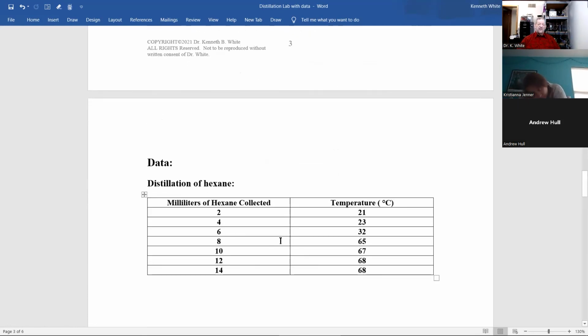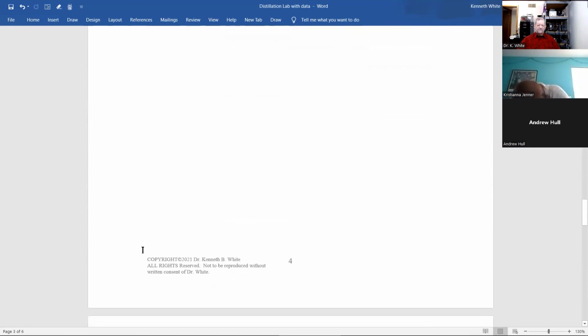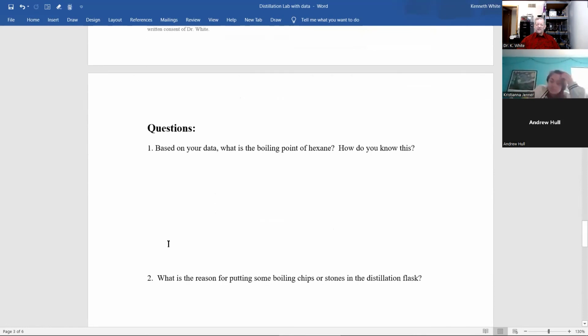Now, everybody see the data on the screen right now? If you were in the lab, this is what you'd see. When the temperature levels out, that's the boiling point of the material you purified. And here are some questions for you to answer. This is due next week. And with that, I'm done.